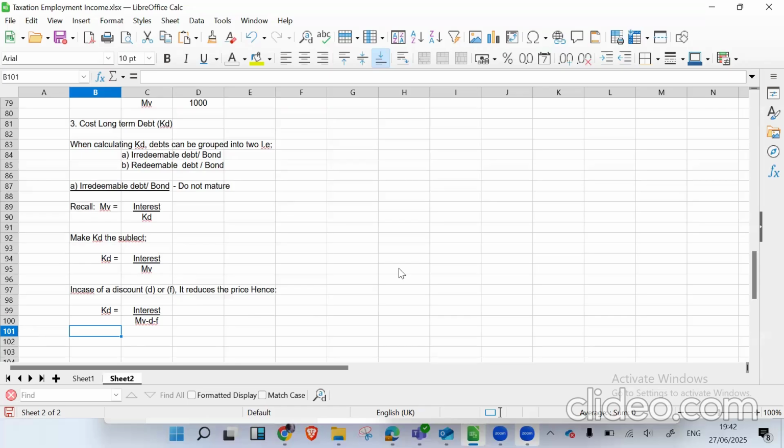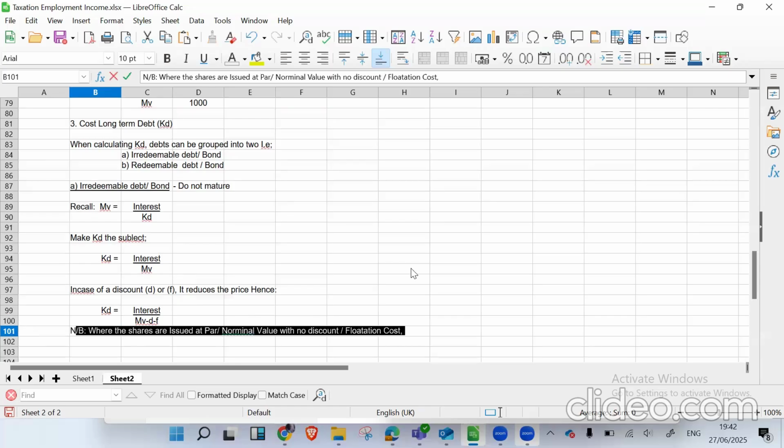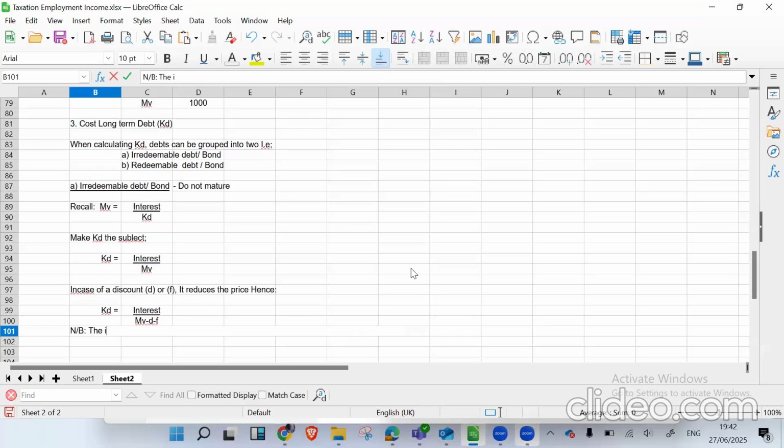Then can you give me an NB. Then you say, the ideal KD is the after-tax KD, since interest is a tax allowable expense.